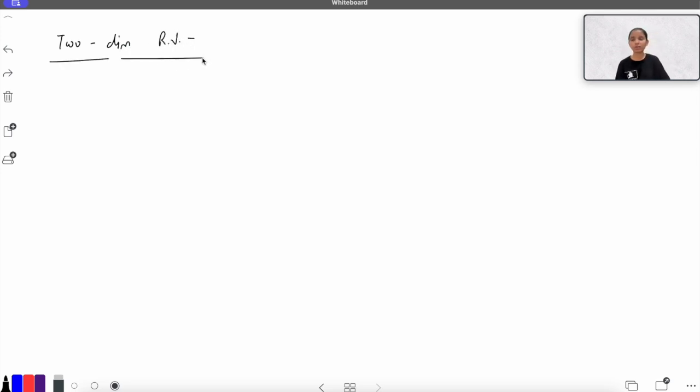So talking about the two-dimensional random variable, we will be having X and Y, which are two random variables defined on some sample space S. Again, same thing: if I have two random variables X and Y, then there will be some function defined from some domain to some range. The domain would be the sample space S, and the range would now be R squared.